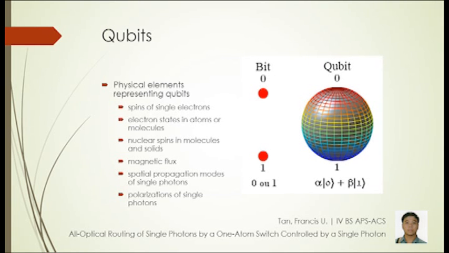This photonic switch can be a big step towards quantum computing, the theoretical, efficient potential future of computing. The key to quantum computing, and the goal the researchers aim to achieve with their photonic switch in the near future, is the qubit. The qubit, or quantum bit, involves the utilization of the uncertainty of certain physical elements such as the spins of single electrons, the electron states in atoms or molecules, nuclear spins in molecules and solids, magnetic flux, the spatial propagation modes of single photons, and the polarizations of single photons.